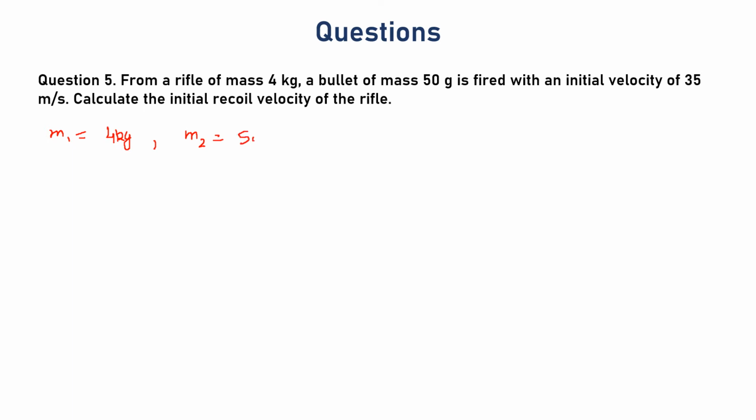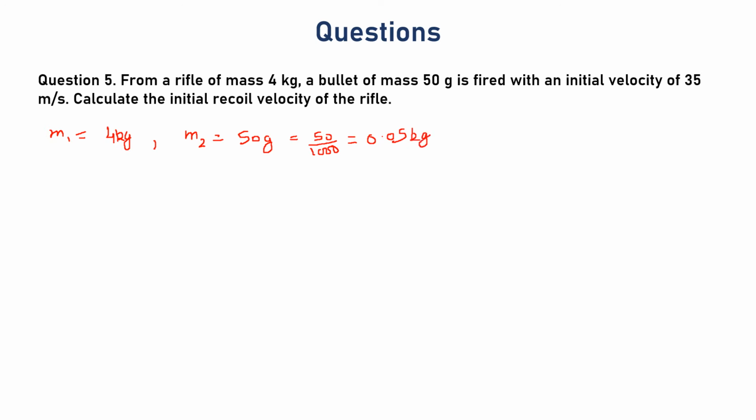Because it is given in gram, which is not an SI unit of mass, you immediately have to convert it into kg. So children, 50 divided by 1000, what will be the answer? Is it 0.05 kg? Right, it is 0.05 kg.